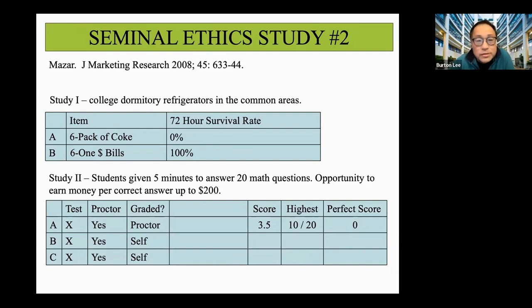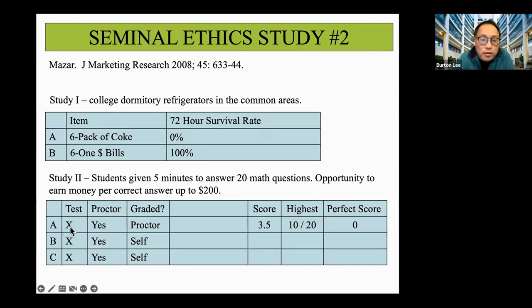And so what they did here was they gave these students a math test. They were given just 5 minutes, however, so they didn't have a lot of time. But they were asked to solve up to 20 math questions. And for each question that they get correct, they get $10, which means they have the opportunity to earn as much as $200 in this 5-minute experiment. So again, not a bad deal.